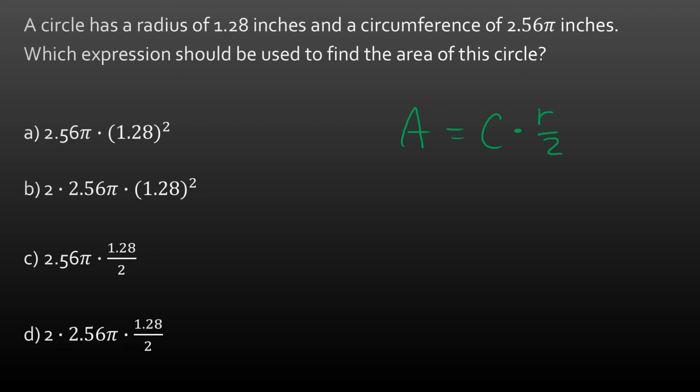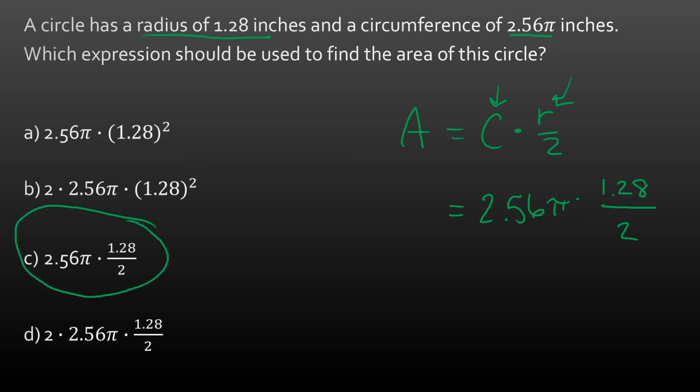And when we know this, it makes it a bit easier to solve because it tells me that my circumference is 2.56 pi. So right here for circumference, I'm going to replace that with 2.56 pi. And then it tells me that my radius is 1.28. So right here where my radius is, I'm going to put 1.28, and this divided by 2 is still going to be there. So my answer is going to look like this: 2.56 pi times 1.28 over 2.